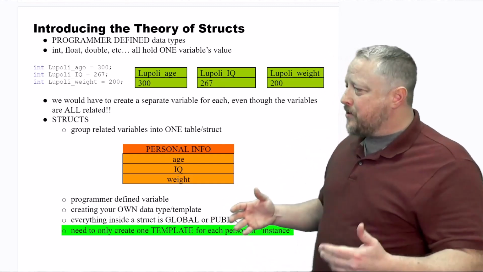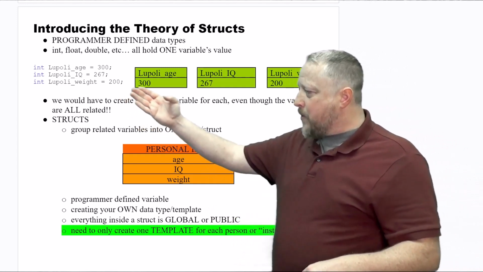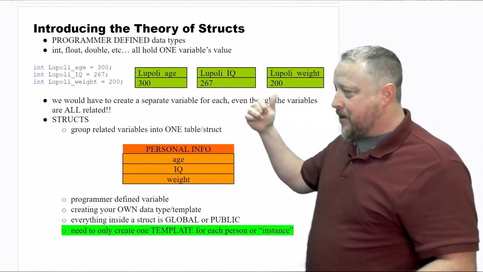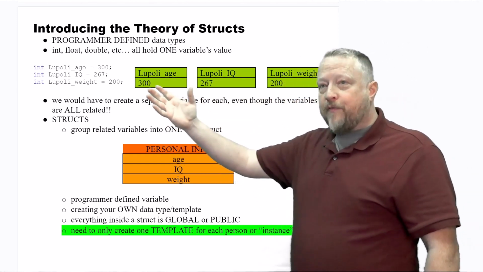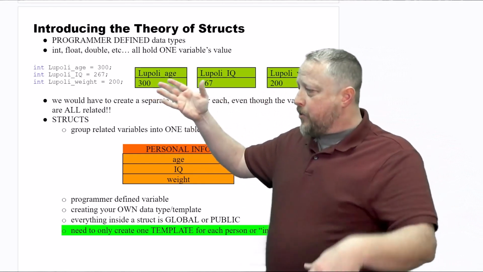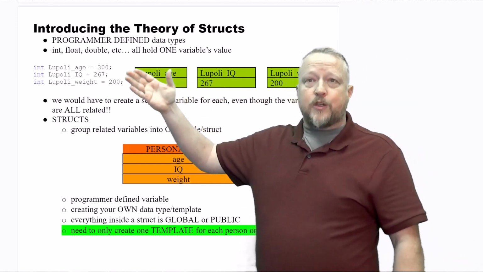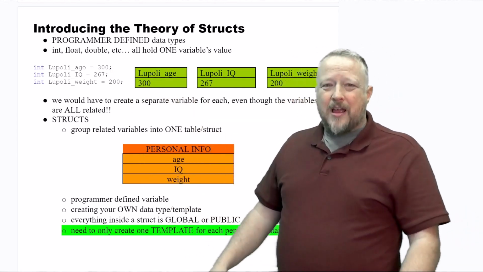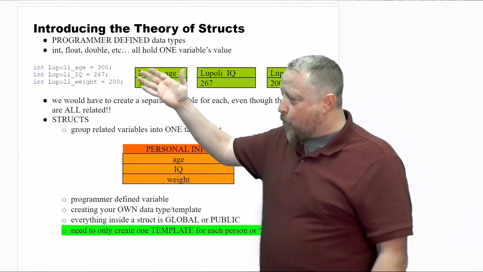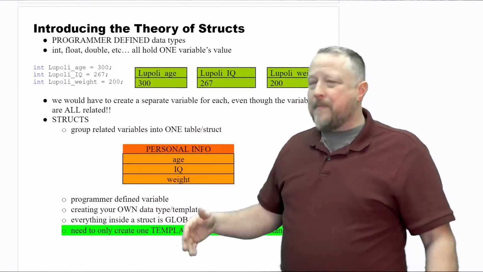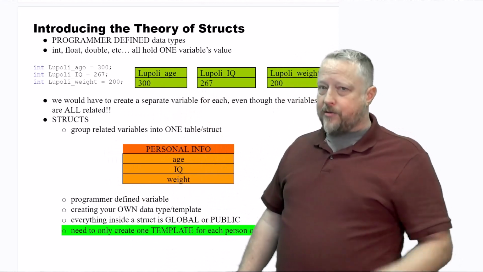Now, why are we even doing this? When we have values that are all related to somebody, I wish that weight was right, but anyway, if all of these values were related to one person, for right now, the only way that we would really know how to do that is, frankly, make three variables of the same person. That gets annoying after a while. That's just for one person. What if we had 1,000 people? We have to create a whole new thing. Maybe we could create an array, which we'll get into here in a little bit.